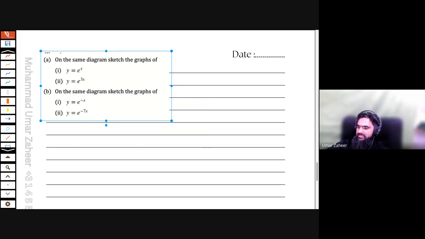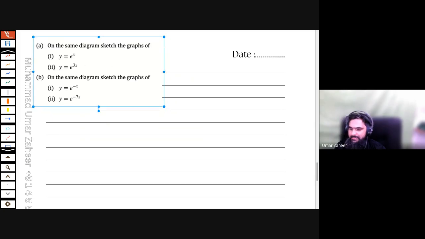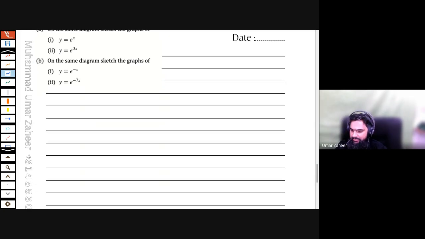Okay, now look at here. He says that you have to, on the same diagram, sketch the graph of e power x and e power 3x. We have to make a general graph. So let's talk about the A part. So first e power x would look like this. The next is e power 3x, so it is more exponential. Will look like this. y is equal to e power 3x.